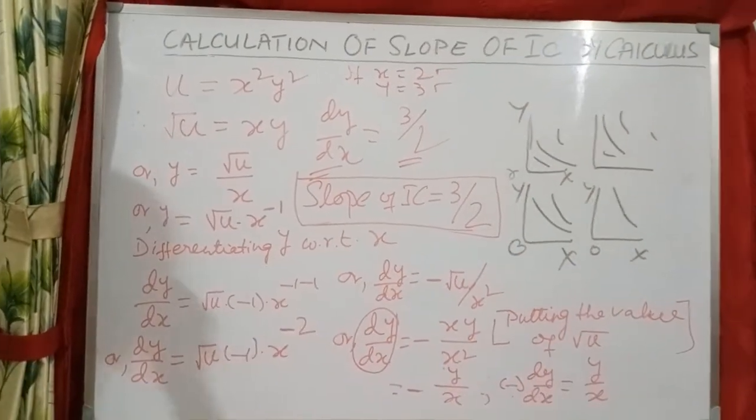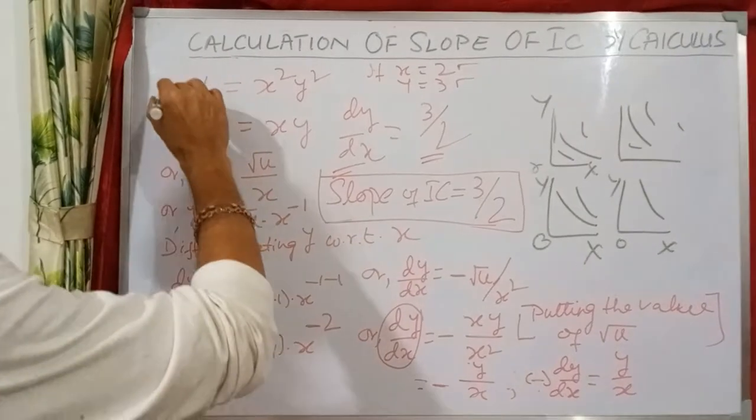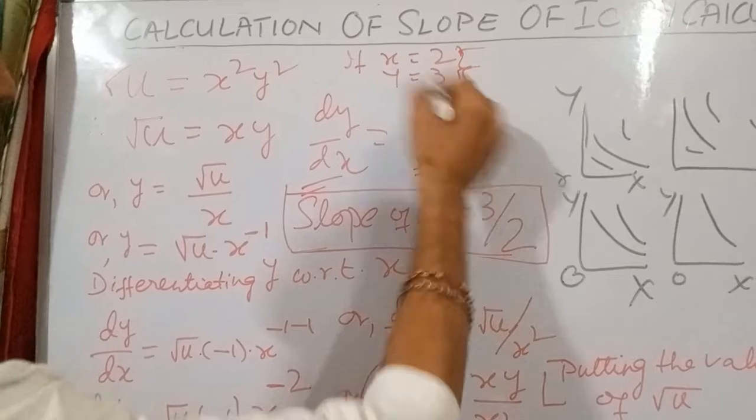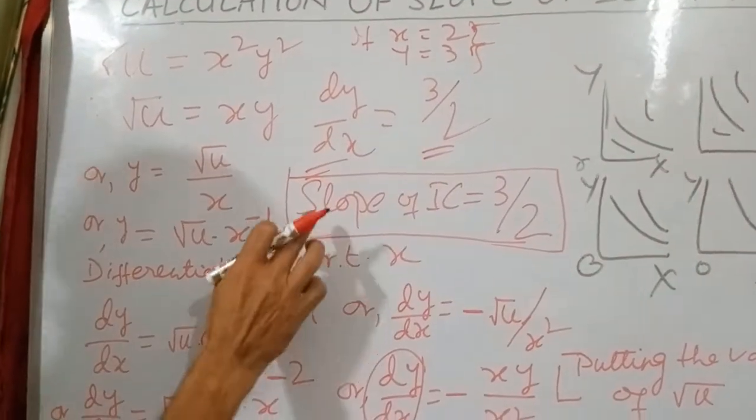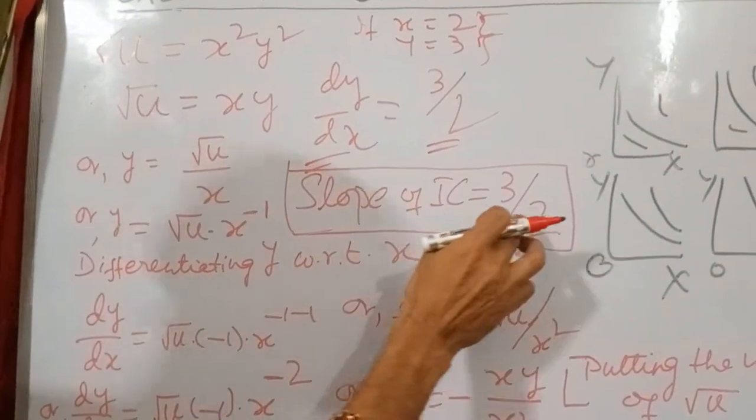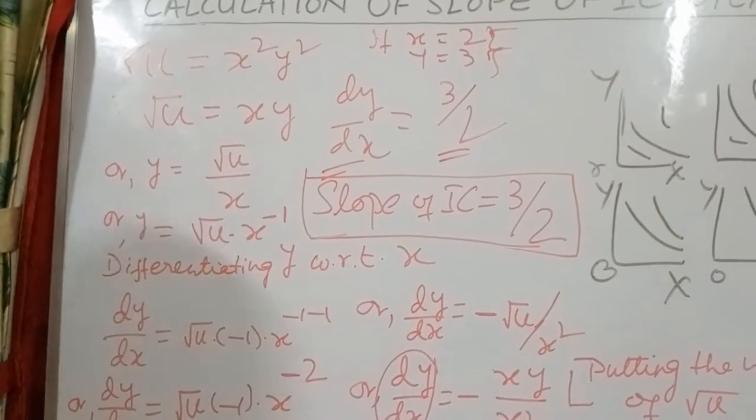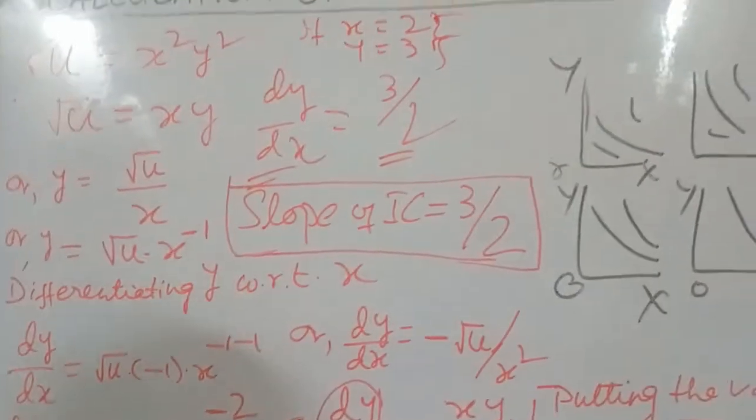If this is the utility function of the consumer and if these are the values of x and y, then slope of IC is equal to 3 by 2. This is how we calculate the slope of an IC by using calculus.